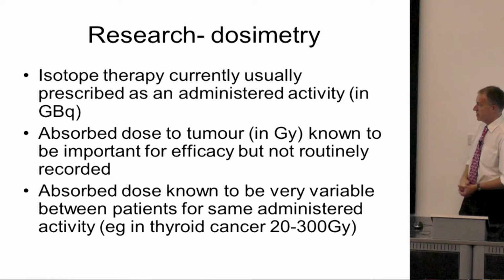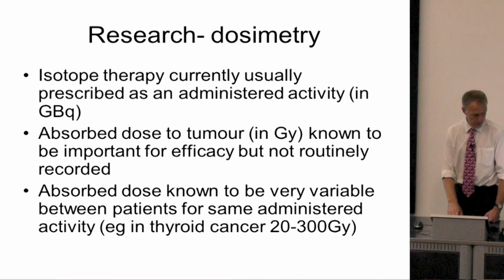So some work's been done, for example, in thyroid cancer with metastatic disease to show the absorbed activity in any one lesion can vary between 20 and 300 gray. Now, if you're just giving 20 gray, the likelihood is you're not going to do much good at all. If you're giving 300 gray, the tumour is likely to be completely killed and treated very effectively. So we really need to do better and know what we're giving.